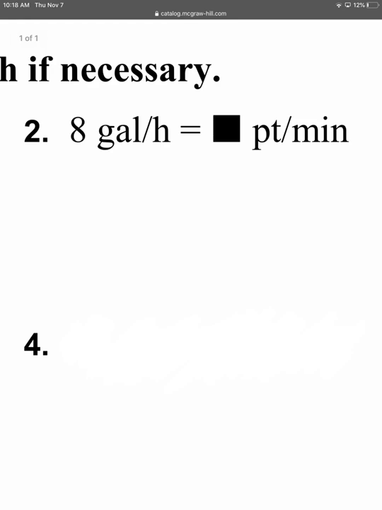So we're starting out with 8 gallons in 1 hour. That's our unit rate. And where is it that we're trying to go? Pints per minute. So first step is you're going to identify what you're starting out with. And then kind of on the right side of your paper, you're going to write out pints per minute because that's what we're trying to get to.